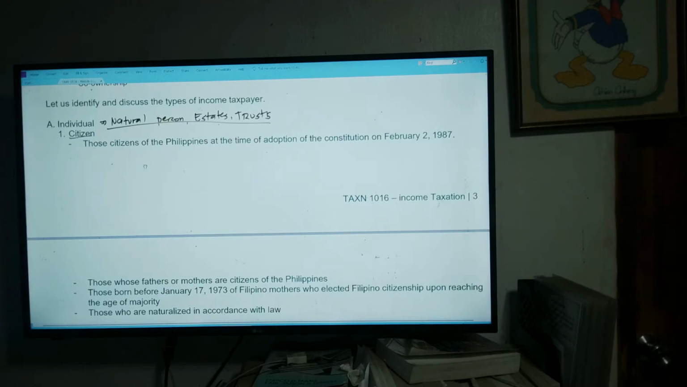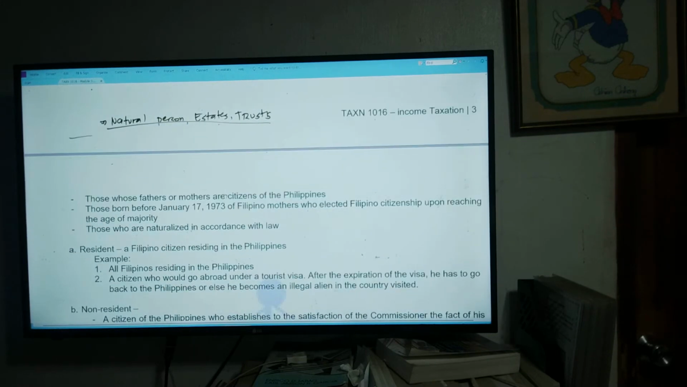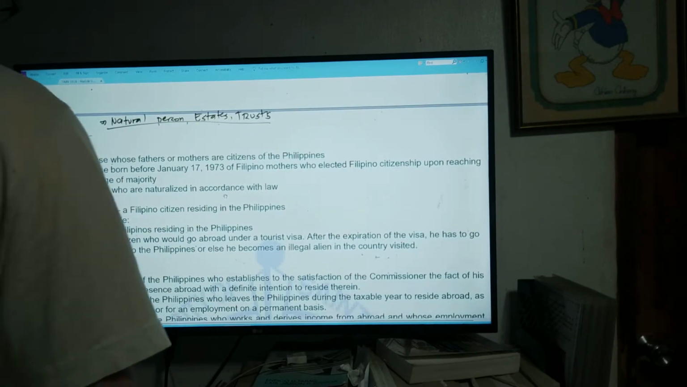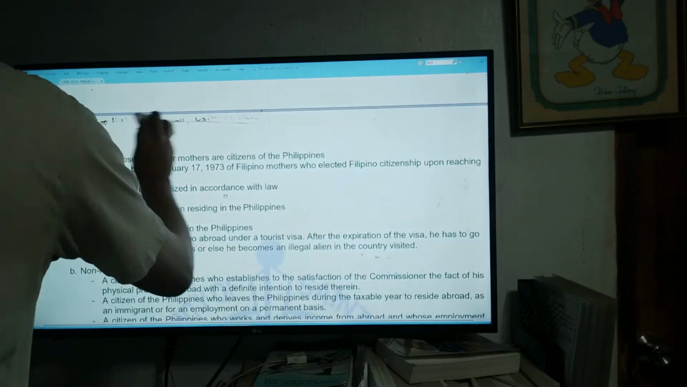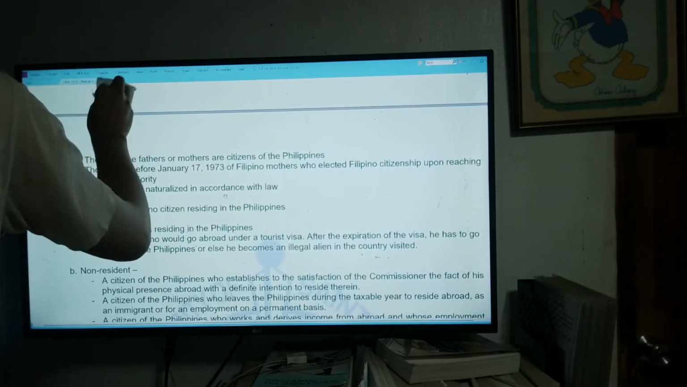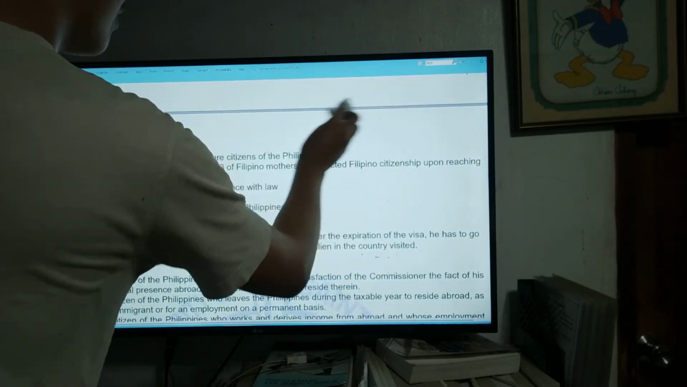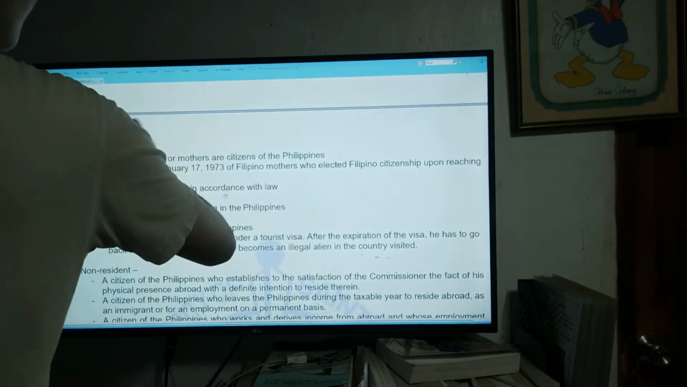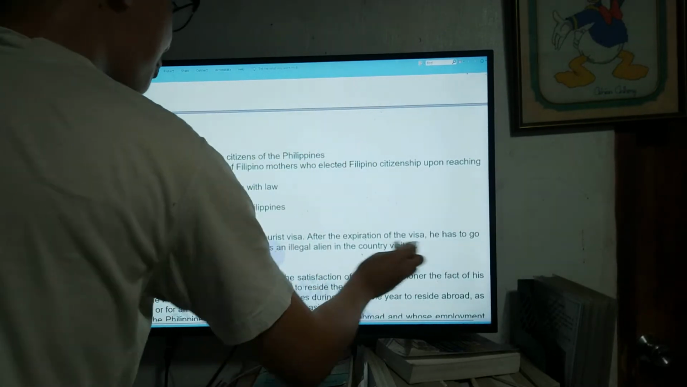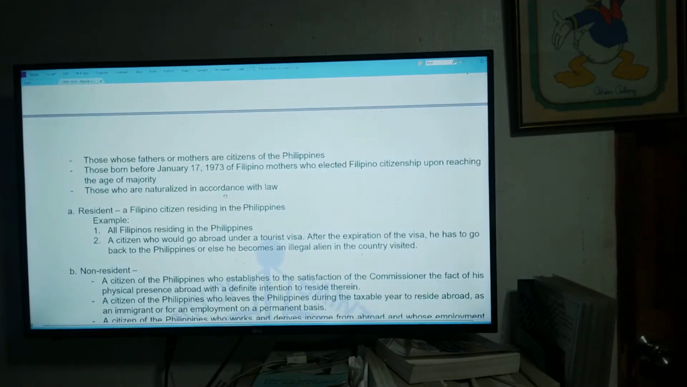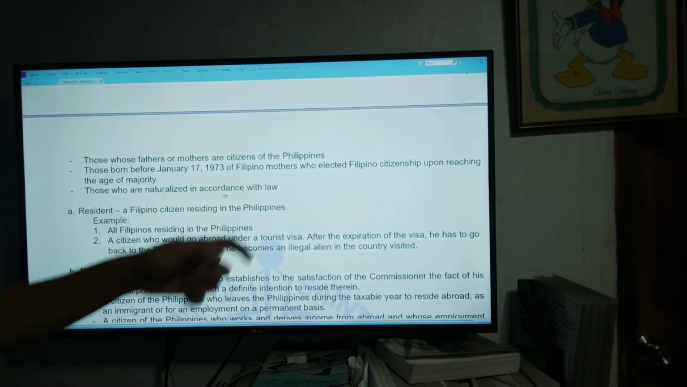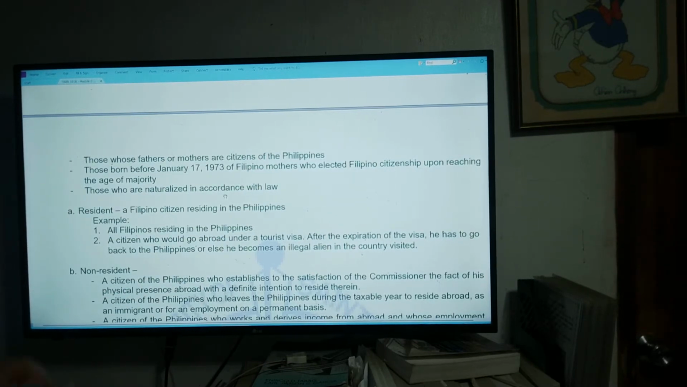You're automatically a Filipino. Okay, next, those whose fathers or mothers are citizens of the Philippines. So yung mga parents nila Filipino, okay? Kung mga parents niyo is Filipino, you have the power to become automatic citizens of the Philippines. Kahit sa ibang bansa ho kayo ipinanganak, kapag ho Filipino ang mga parents niyo, walang problema 'yan. Magiging Pilipino kayo, kasi nga citizen sila ng Pilipinas kahit nasa ibang bansa kayo pinanganak.